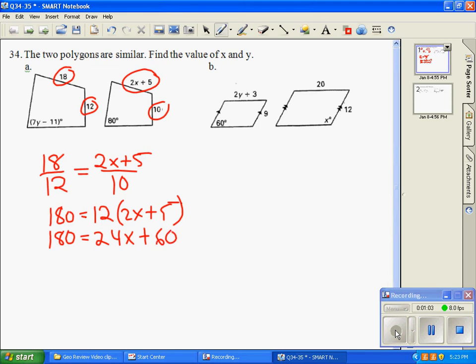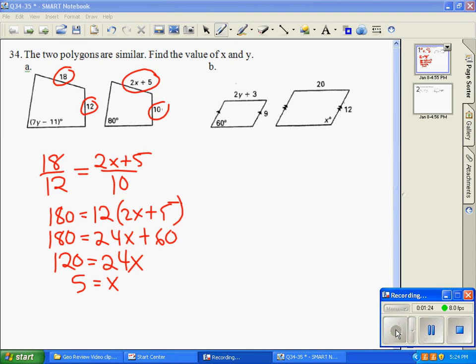So we're going to subtract 60 from both sides. That gives us 120 here. Okay, so now we're going to divide both sides by 24. So we're going to get 5 equals x.